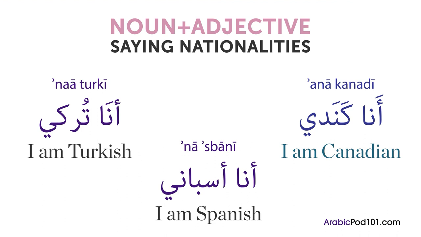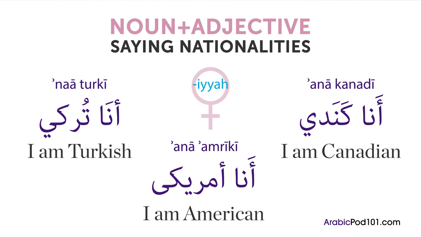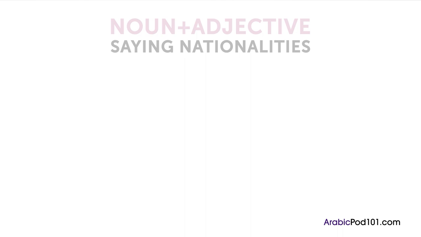For a female, you would add an iya sound to the end of the nationality. So, Amriki would become Amrikiya. And so on. Now let's see some other commonly used sentences that contain the verb to be in English, but not in Arabic.